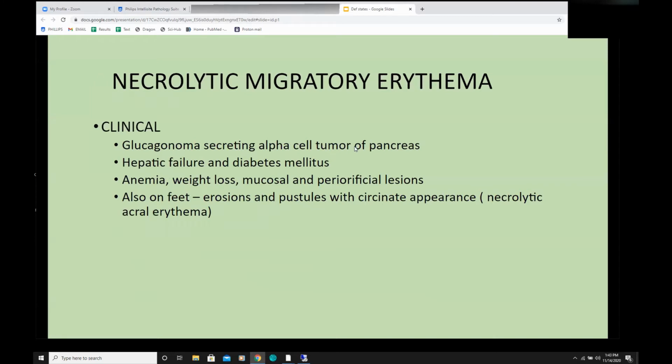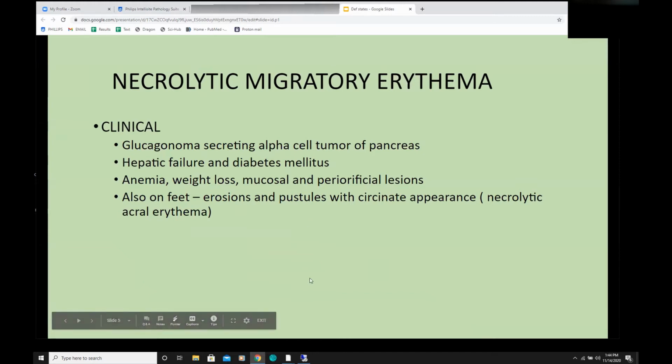The third big one is necrolytic migratory erythema, and clinically this is usually due to a glucagonoma, a glucagon-secreting alpha cell tumor of the pancreas, often associated with hepatic failure and diabetes mellitus. And clinically these patients present with anemia, weight loss, and mucosal and periorificial lesions. Also, you find lesions on the feet with erosions and pustules and a circinate appearance, and this is then called necrolytic acral erythema. Histologically, these look exactly the same.